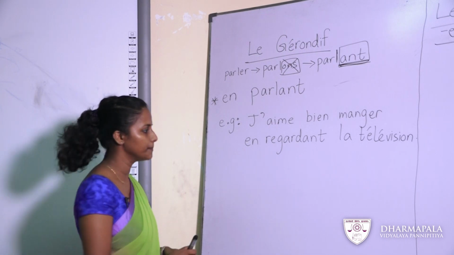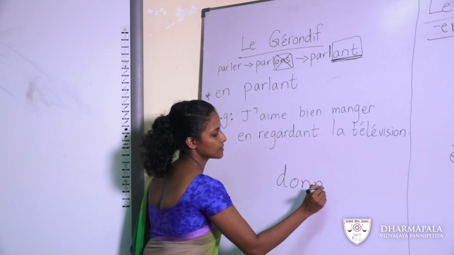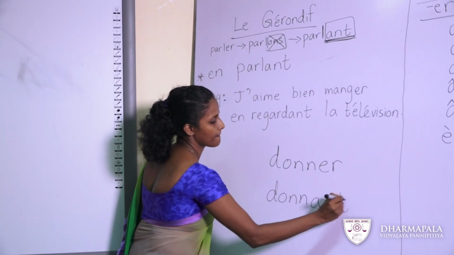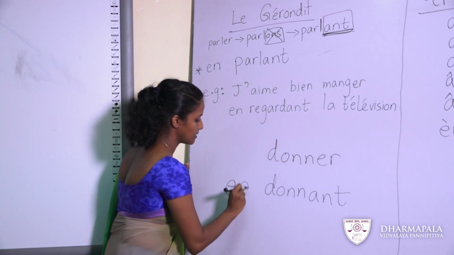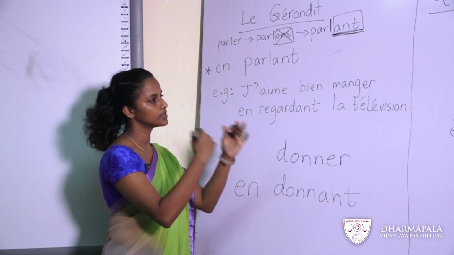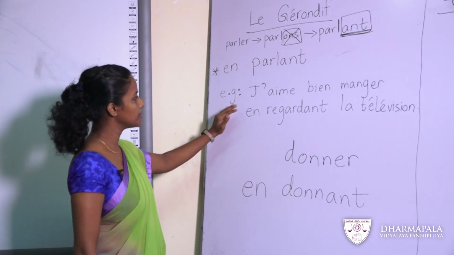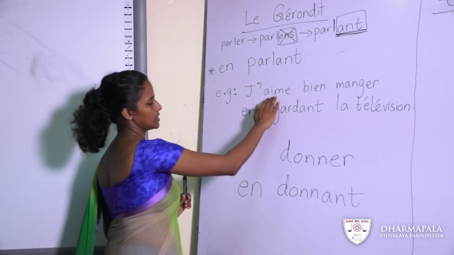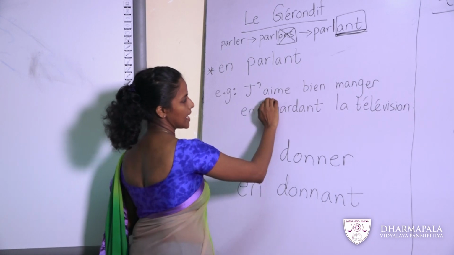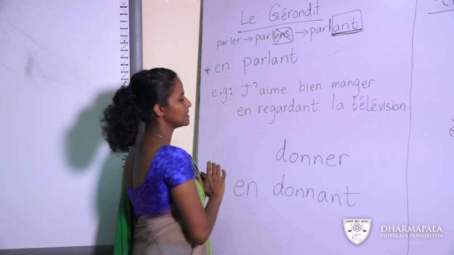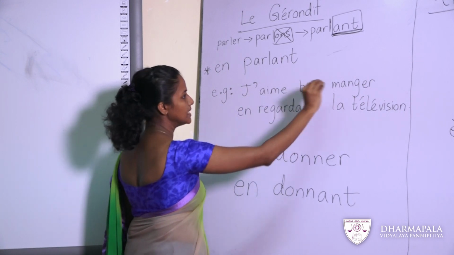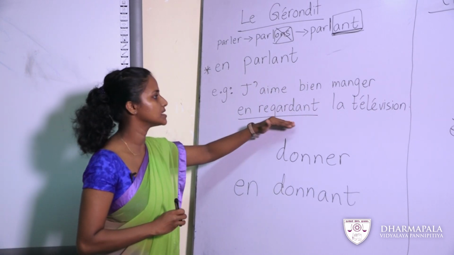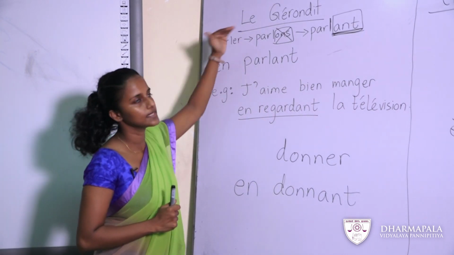Now, if we take donner, the gérondif of this should be donnant, but we have to write that with en: en donnant, like that. So, the example shows: J'aime bien manger en regardant la télévision. Now, there are two actions, two verbs. J'aime bien manger en regardant la télévision. I like to eat while watching the television. So, this while watching part is explained with this gérondif.